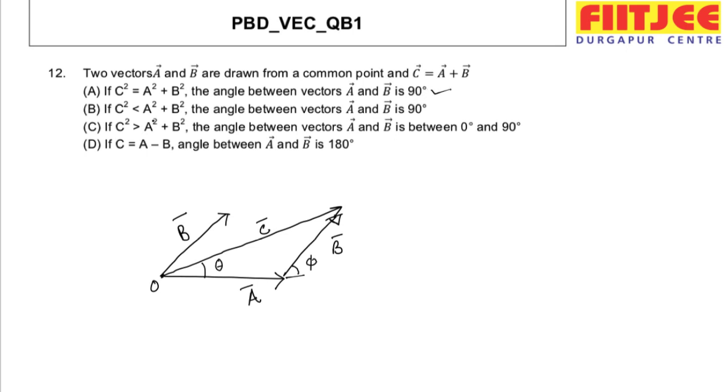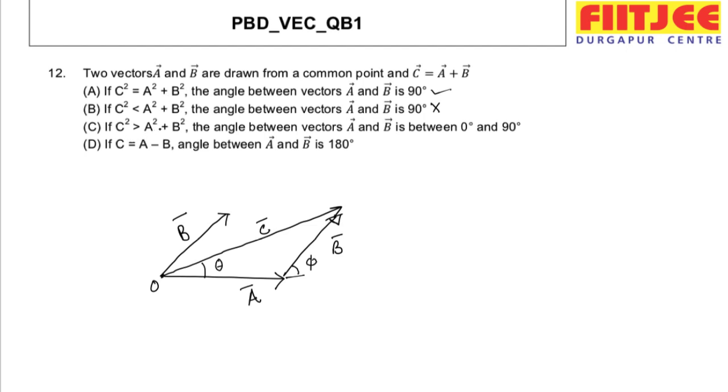If C square is less than A square plus B square, the angle between vector is 90 degree. So that will not be a correct option, because if the angle is 90 degree, it is always C square equal to A square plus B square.